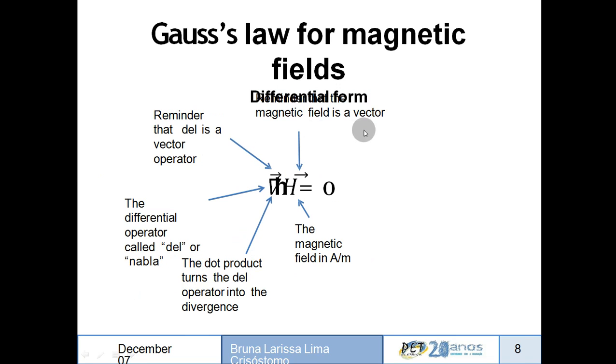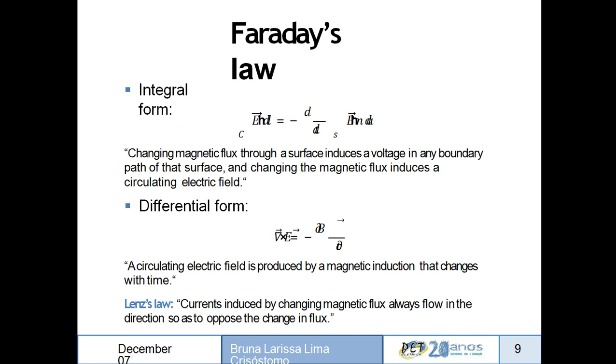This is Gauss's law for the magnetic field in differential form. The magnetic field is a vector, same here. So del dot H is equal to 0. We have already described how it works: the divergence of the magnetic field strength or magnetic flux density will be equal to 0. So let's go to the next slide.